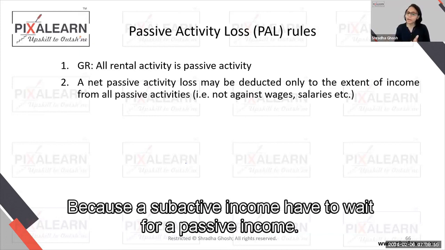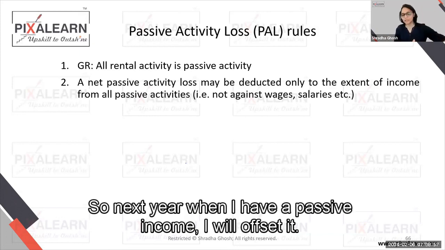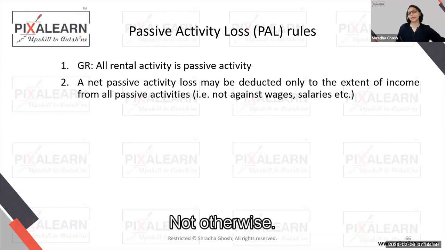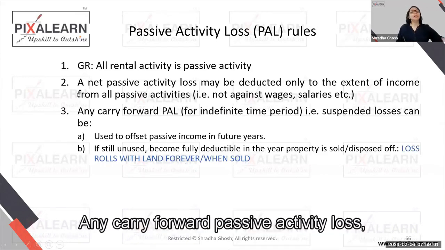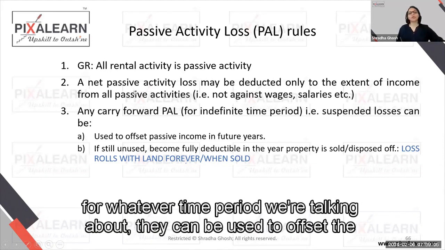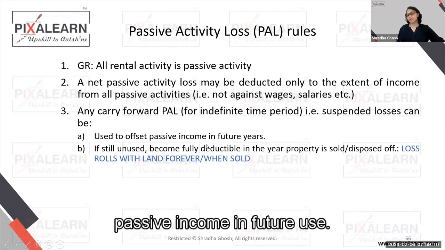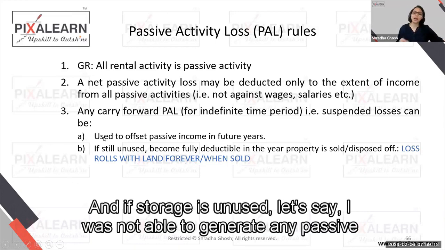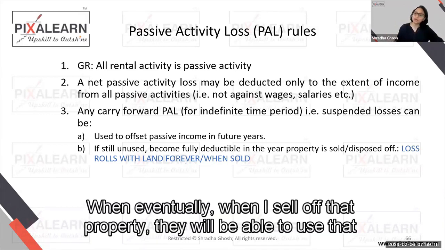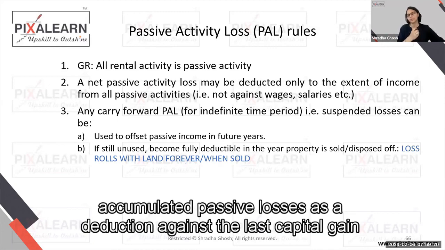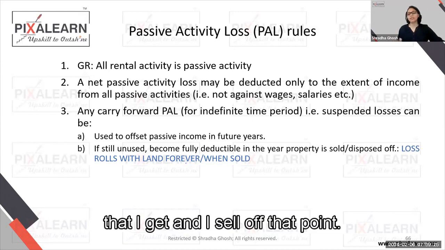I have to wait for a passive income. So next year, when I have a passive income, I will offset it, not otherwise. Any carry forward passive activity loss for whatever time period we're talking about can be used to offset the passive income in future years. And if it is still unused, let's say I was not able to generate any passive income, then eventually when I sell off that property, I will be able to use that accumulated passive losses as a deduction against the last capital gain that I get when I sell it.